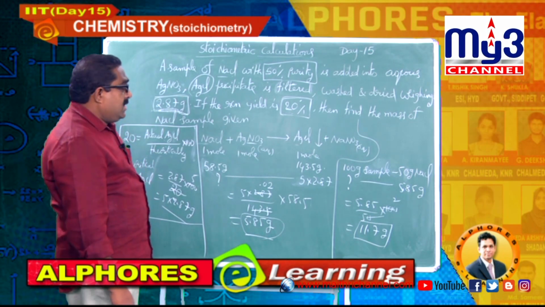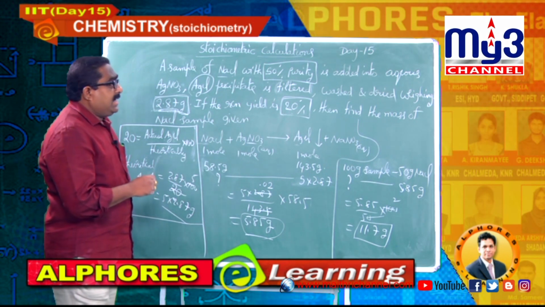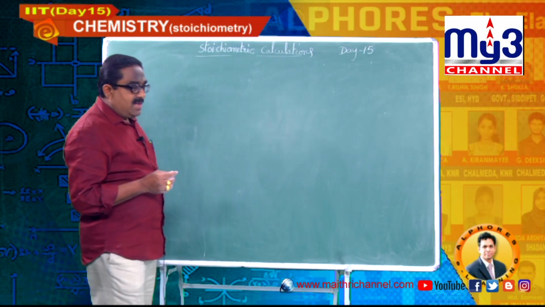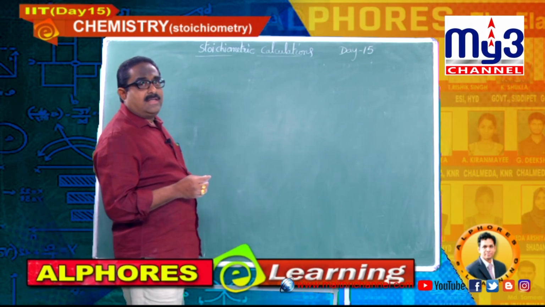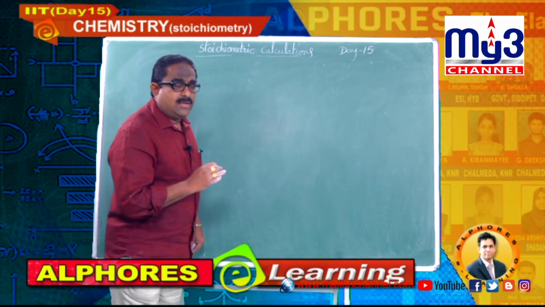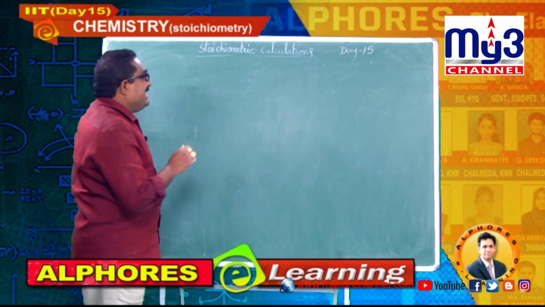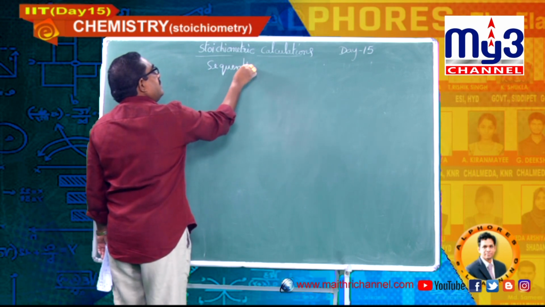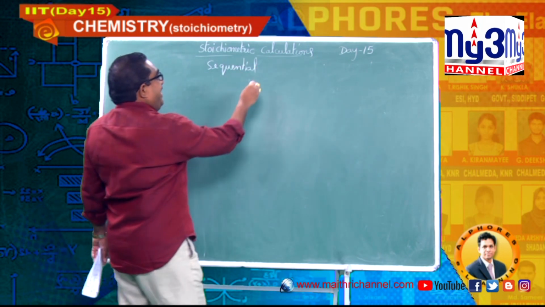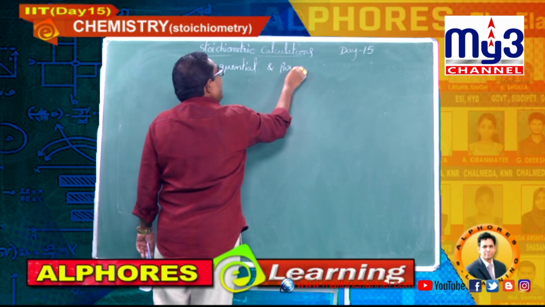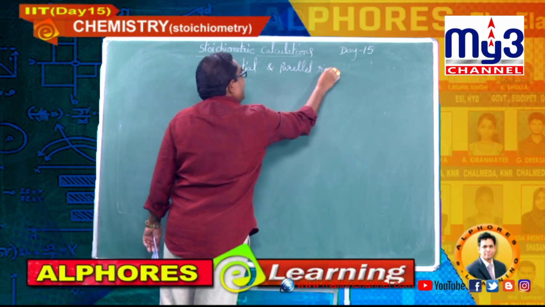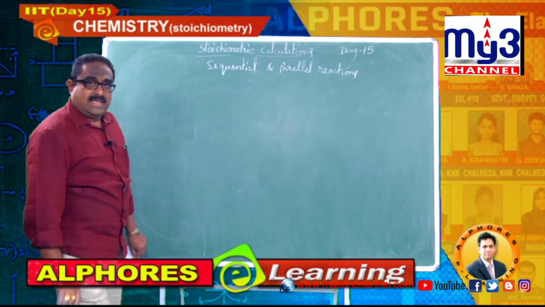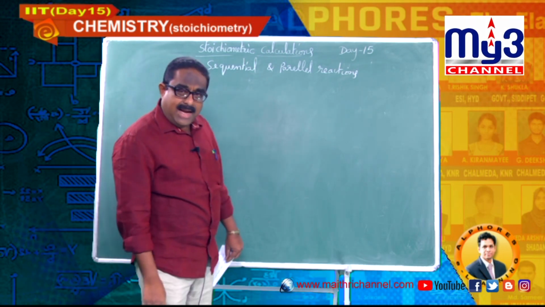Don't forget about it. It's very important, students, and let us go for the next numerical. Please note it down. Okay, students, under the same heading, stoichiometric calculations, the last part that should be discussed is sequential and parallel reactions, and numericals based on these two approaches.